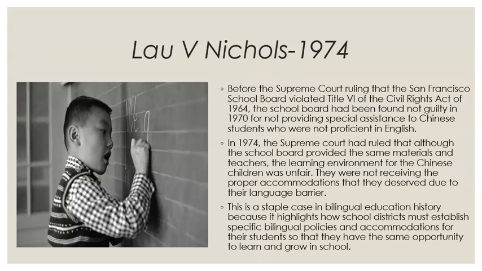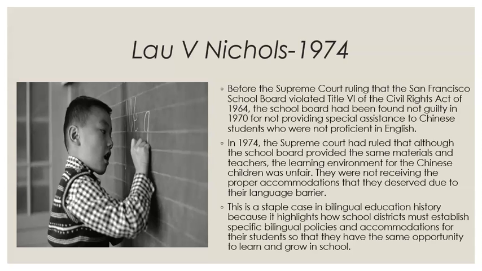An important case during this time was Lau v. Nichols, 1974. Before the Supreme Court ruling that the San Francisco School Board violated Title VI of the Civil Rights Act of 1964, the school board had been found not guilty in 1970 for not providing special assistance to Chinese students who were not proficient in English.